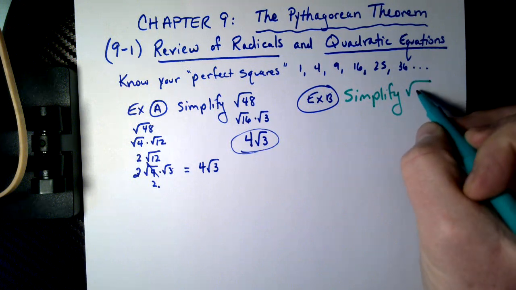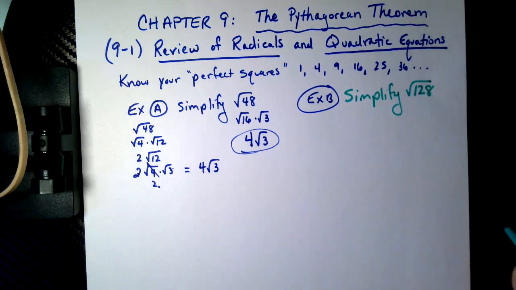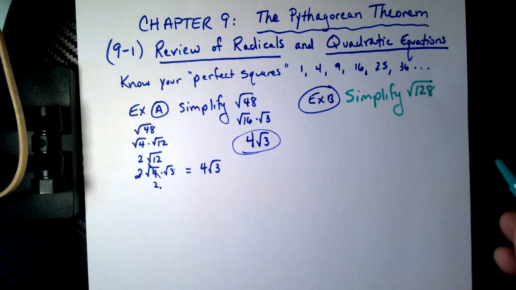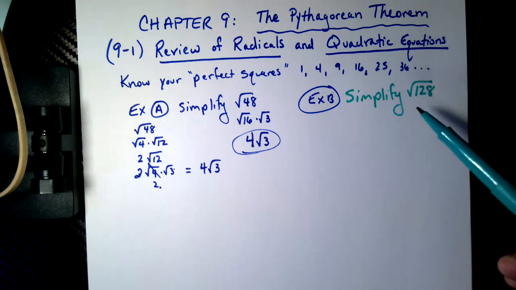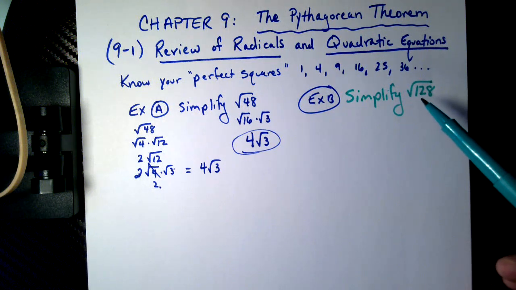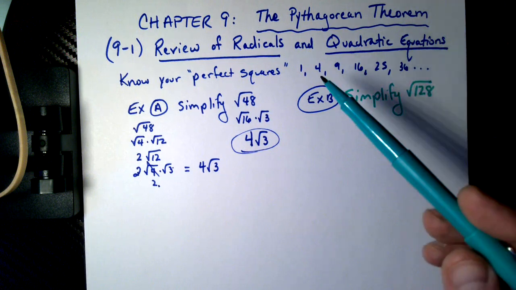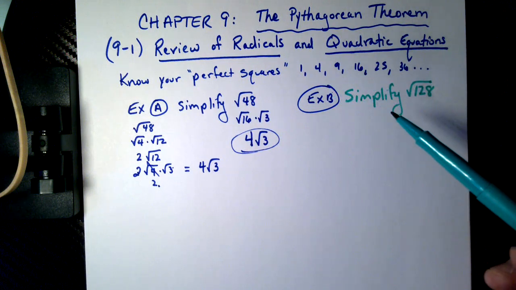Simplify the square root of 128. This would be one where it wouldn't surprise me if you didn't find the biggest perfect square. Heck, I'm not even sure what the biggest perfect square is. There's a lot of perfect squares that go into this one. 4 goes into that. I think 16 goes into that.